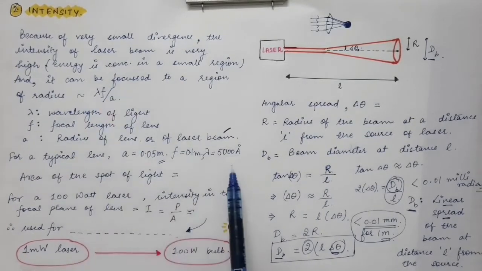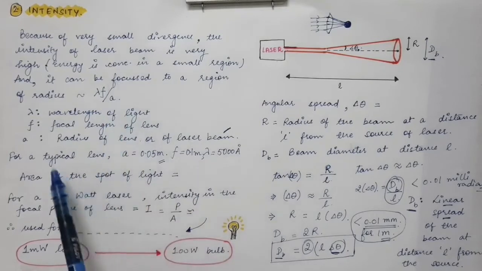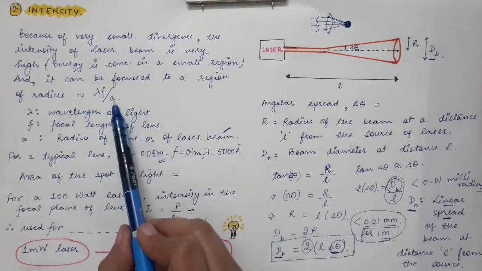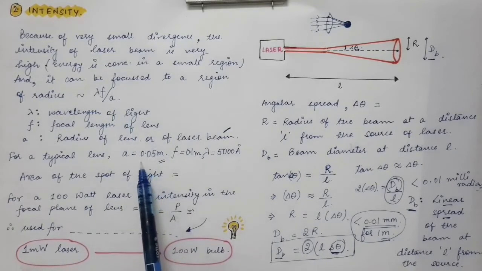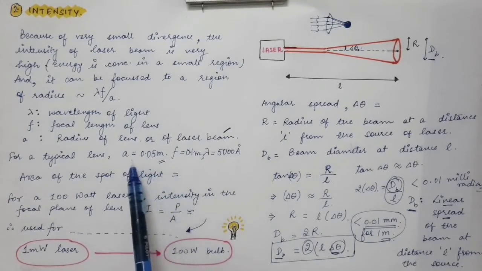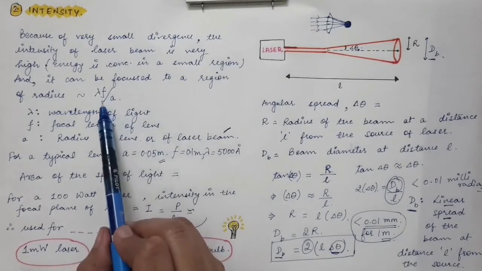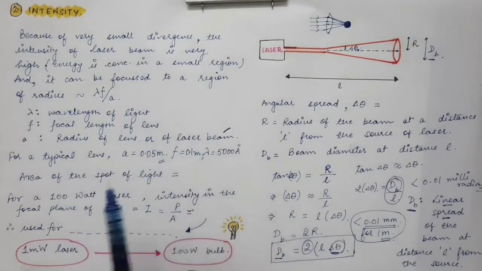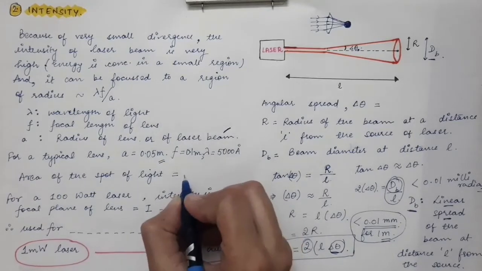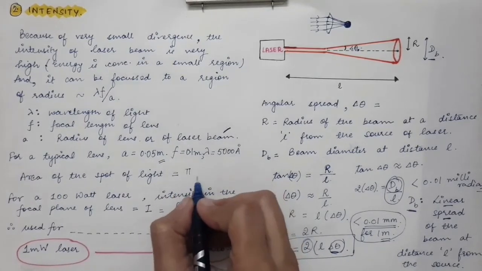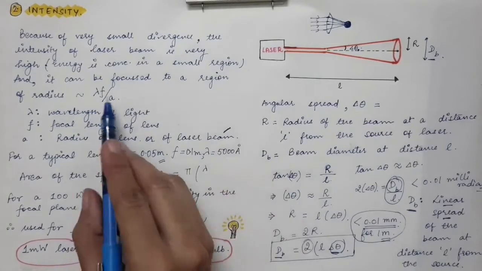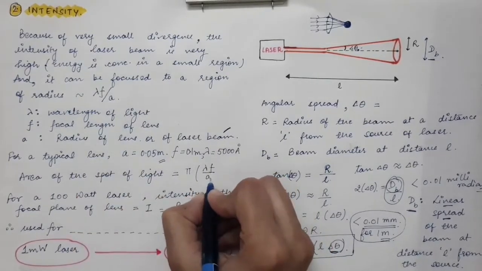So you already know the wavelength, then the focal length of the lens is also known, which is 0.1 meters, then the radius of the lens is also known, which is 0.05 meters. So using this you can find the radius of the spot, and when you find the radius of the spot, then you can find its area. So area is nothing but equal to pi r square. r is the radius of the spot. So what is r? It is lambda into f divided by a.